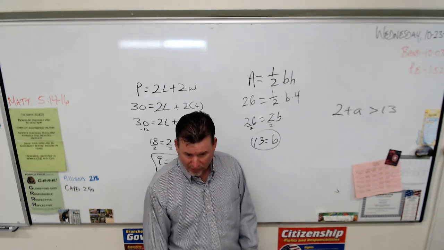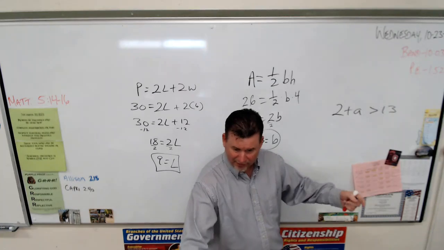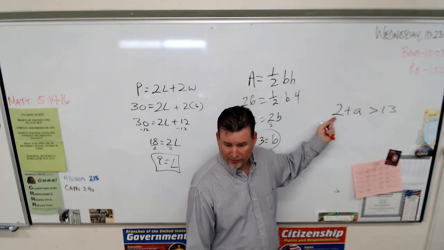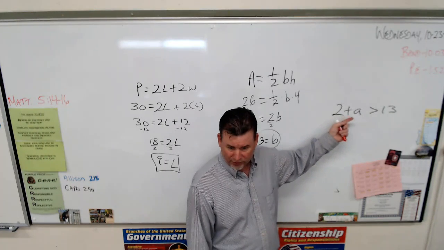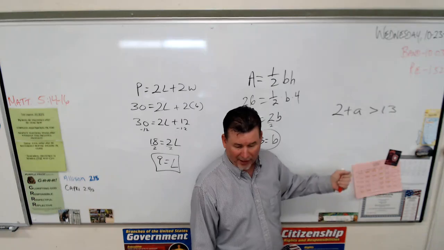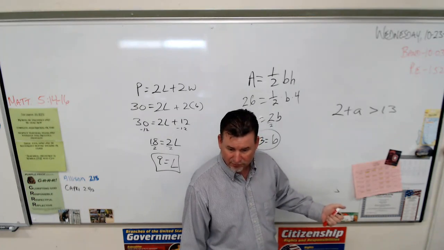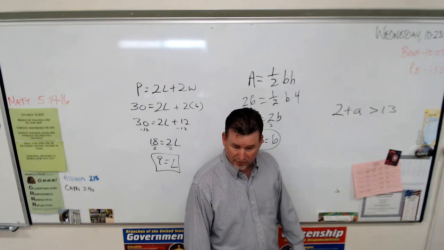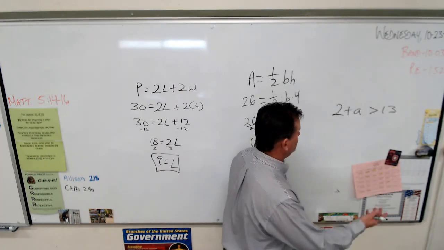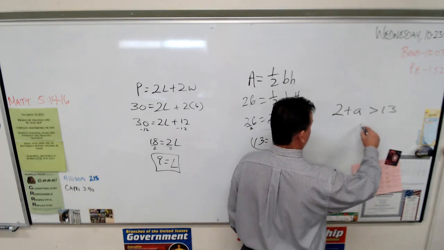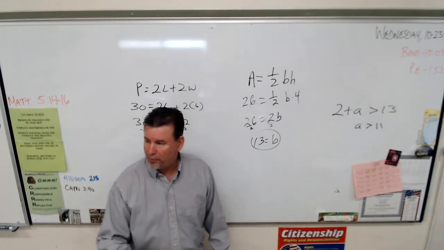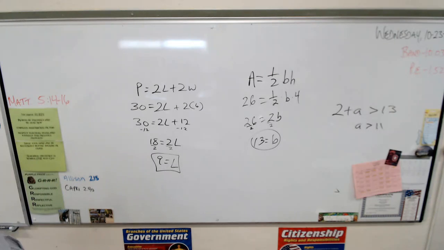Micah, you can do that. Read those couple sentences, number 7. The basket weighed how much to start with? 2 pounds. Did you add apples? Yeah. So we'll let A be the apples. How much does the basket weigh now? More than 13. 2 pounds plus the apples is going to be greater than 13 pounds. Now I solve it by subtracting 2 from both sides. A is greater than 11. The apples must weigh more than 11 pounds.